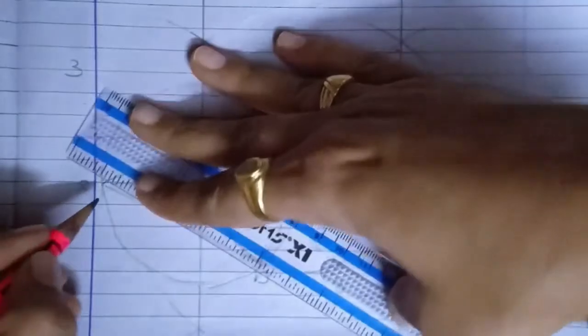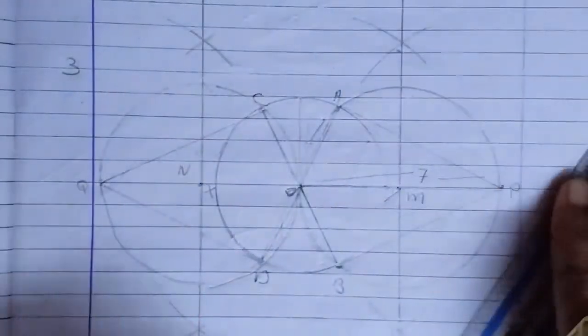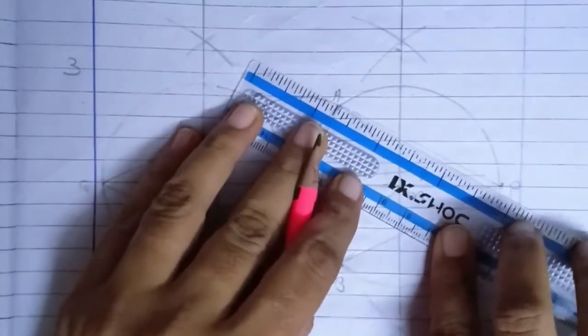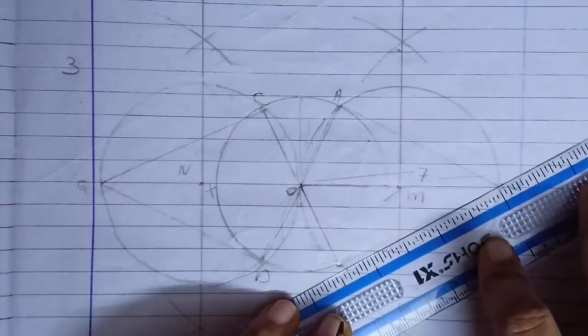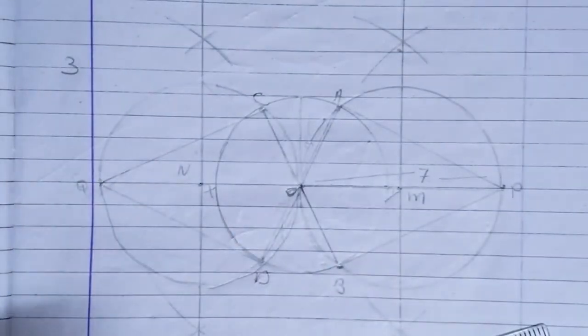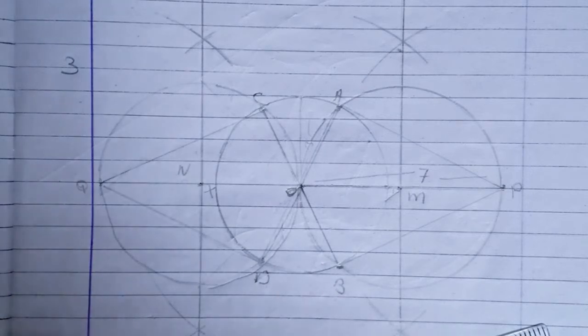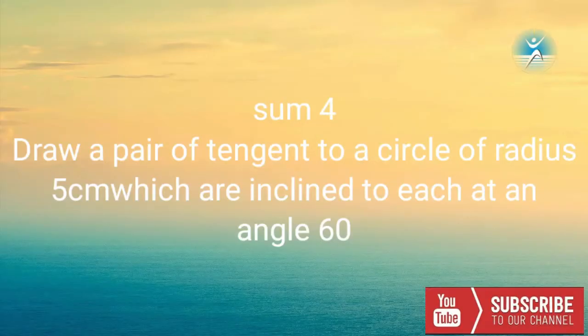Then we draw tangents QC and QD. Same way we have to draw tangents PA and PB. Hence we prove that QC and QD are the required tangents from Q to the circle with center O. Our construction number 3.